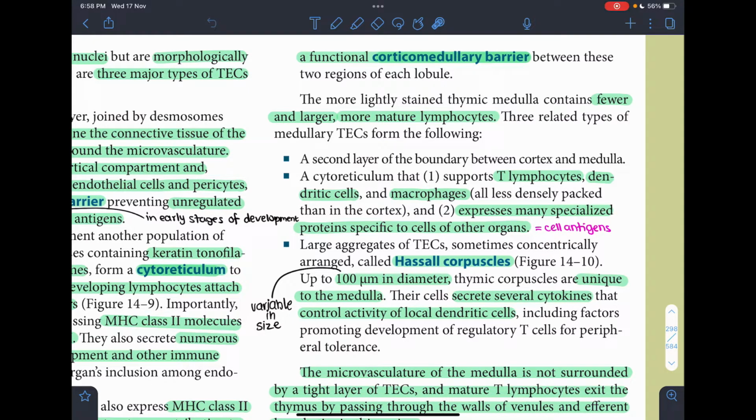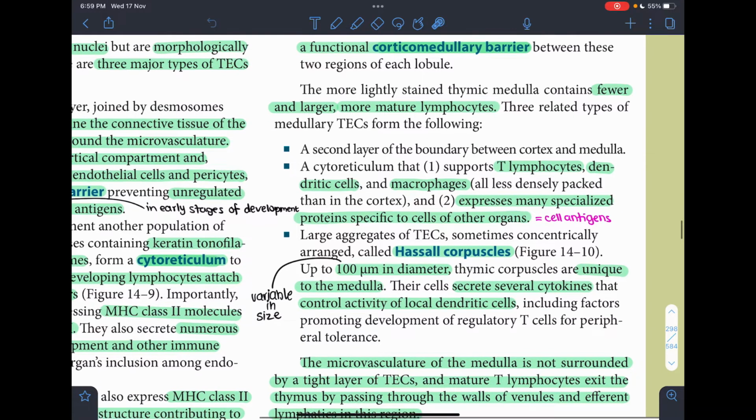And we have large aggregates of TECs, sometimes concentrically arranged, called the Hassall corpuscles, which we will talk about now. These Hassall corpuscles have a diameter of up to 100 micrometers, but they are variable in size, meaning not all Hassall corpuscles are the same size. And their cells secrete several cytokines that control activity of local dendritic cells, including factors promoting the development of regulatory T cells for peripheral tolerance.